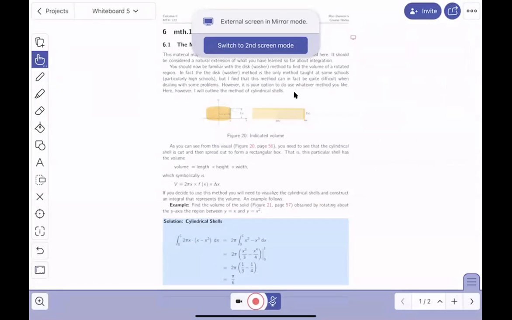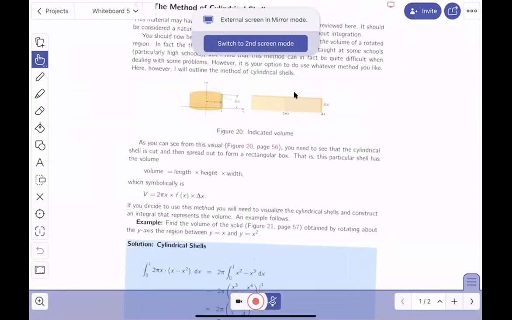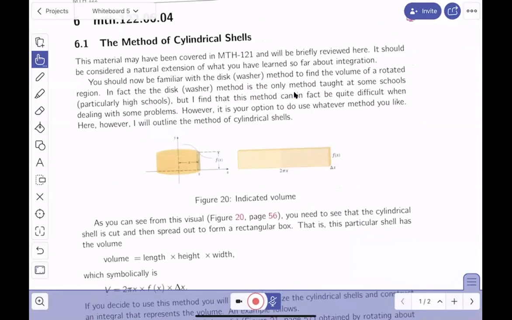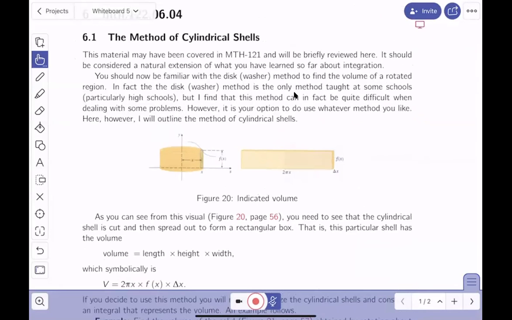Okay, so let's start at the beginning. And the beginning is simply understanding what a cylindrical shell is. Again, I lifted this out of a textbook, the reason being it's not a bad looking image. However, you may look at it and say, I have no idea what it's showing me. It's showing you something that, if it's not understood, is going to make the cylindrical shell method really tough.